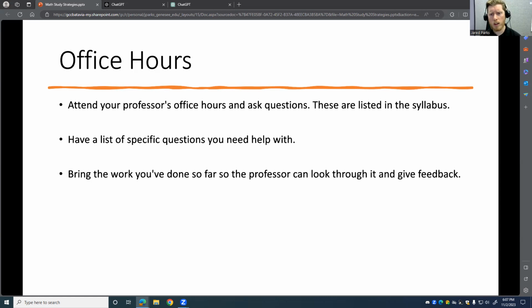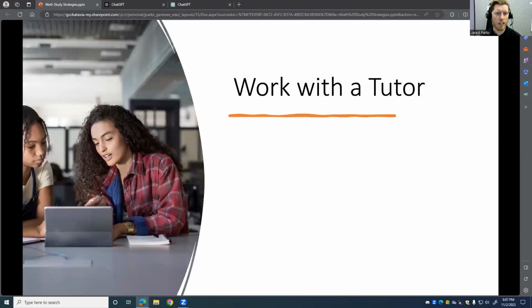Bring the work you've done so far so the professor can look through it and give feedback. If you're stuck on a question and you can't get the right answer, if you bring the work, the professor can at least see what you're doing wrong, what you're doing right, and where a mistake is. If you don't bring anything like that and you're saying you're stuck, the professor has nothing to go on, right? So make sure you're bringing that. Next big one, it's the Learning Center. Work with a tutor.